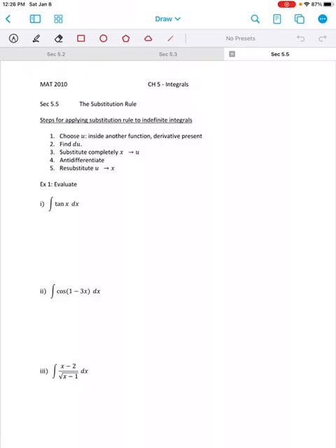Hello, we are back and we are now going to look at the last section of chapter 5, which is section 5.5, the substitution rule.